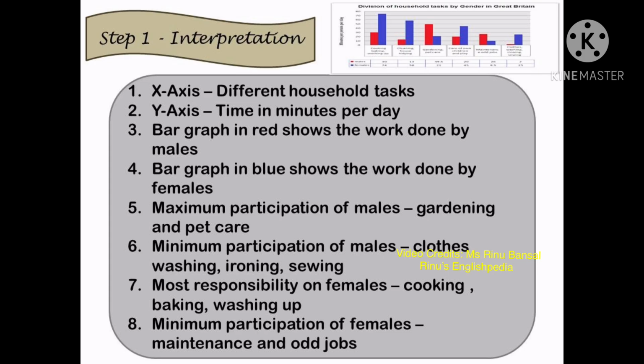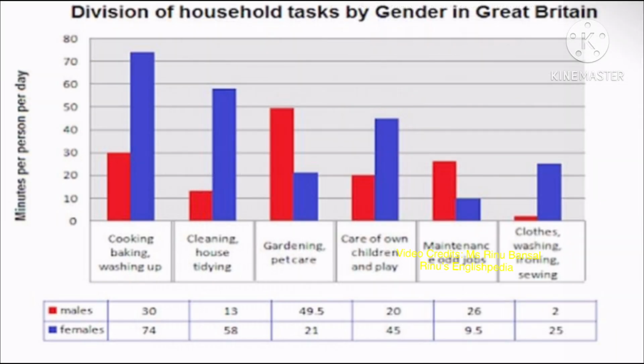Having studied statistics in mathematics, I am sure that most of you must be well aware of the common components in statistics. For those of you who do not know, we have two axes in a graph, the x-axis and the y-axis. The x-axis is the horizontal line and the y-axis is the vertical line. So in this graph, on the x-axis, we have the different household tasks, and on the y-axis, we have time in minutes per day which the different genders spend doing these tasks.